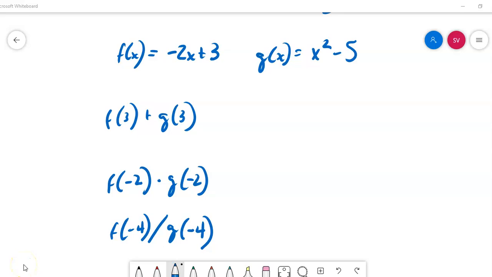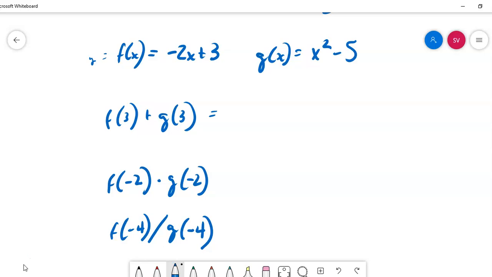Hello and welcome to this short video presentation on taking a function and plugging in an x value to find out what the corresponding y value is. So I have two functions here, f of x. Remember, this is just a fancy way of saying y equals. f of x is equal to minus 2x plus 3. And then I have a second function, g of x is equal to x squared minus 5. What I want to determine is what is f of 3 plus g of 3.